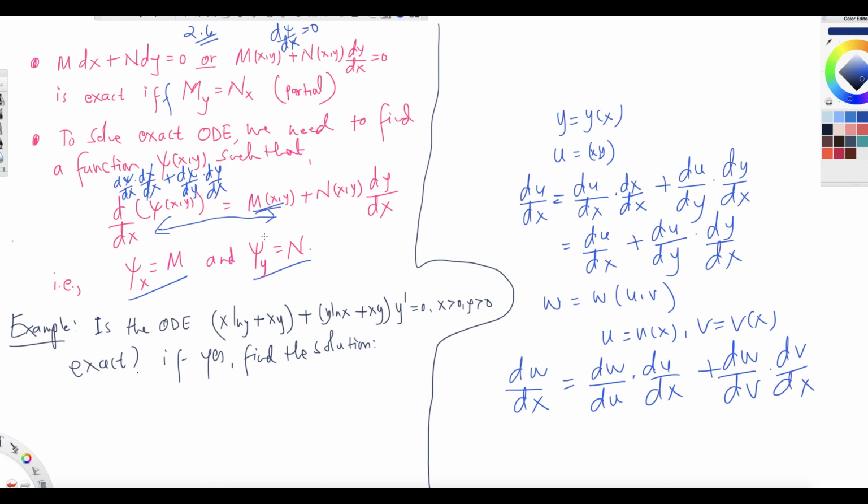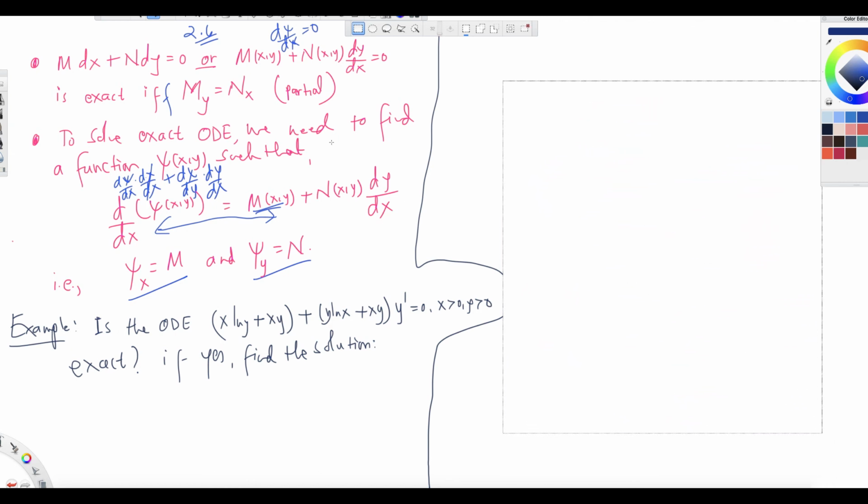Okay, guys? So what we want to do next is some examples where we test whether a particular differential equation is exact or not, and if it is exact, then we will try to find the solution. Okay, guys, that's what we want to do. All right, so look at this example.